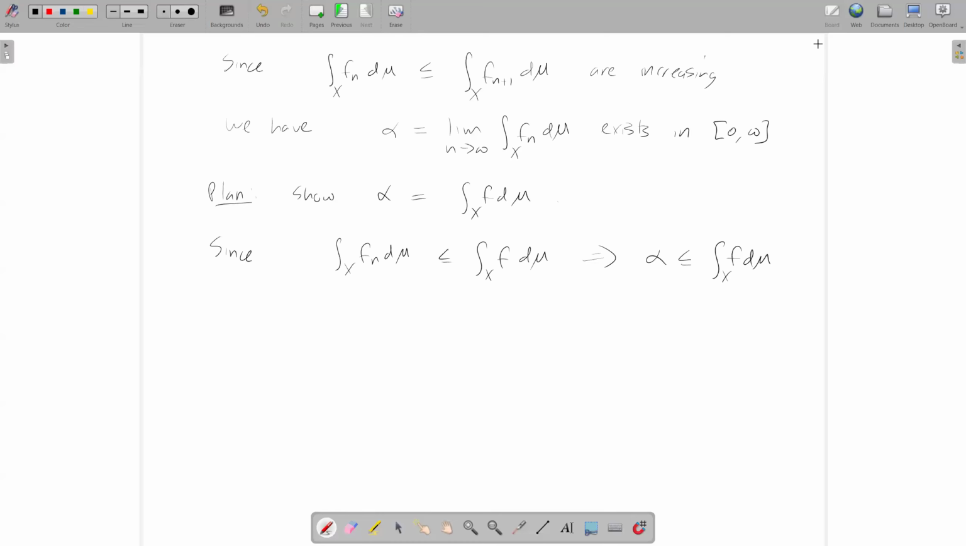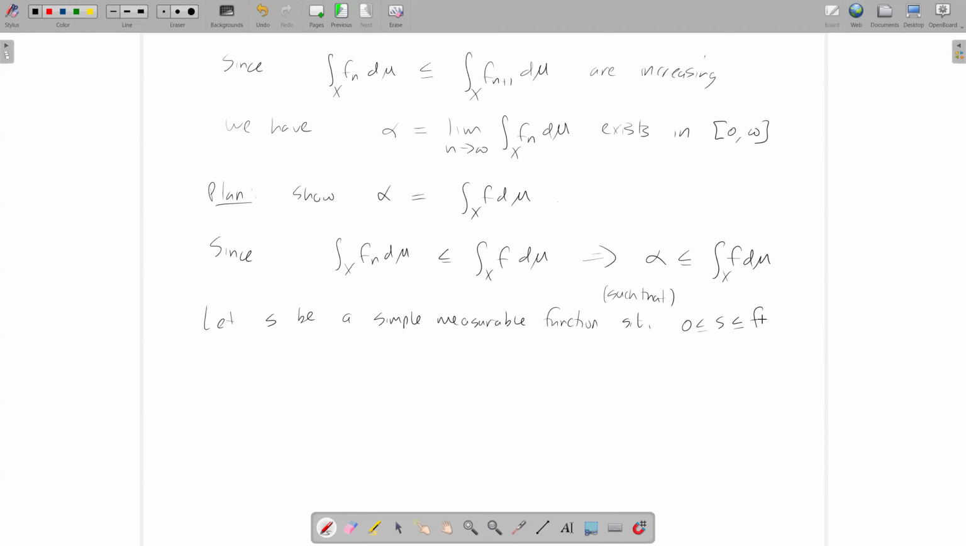All right. So the other way is a little bit more involved, but not too bad. Okay. So let's get into this. Let s be a simple measurable function such that s is between 0 and f.